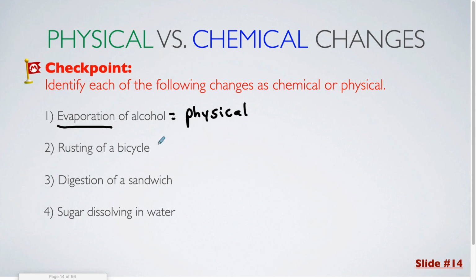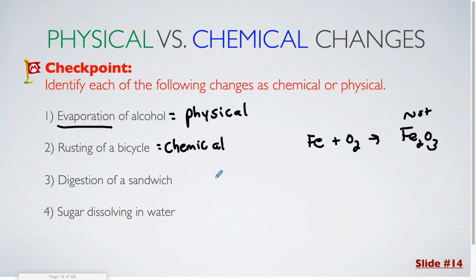Now, rusting of a bicycle. This one I mentioned before. We have iron, which is Fe. You're adding oxygen, and you end up with Fe2O3, which is rust. So it's actually changing on a molecular level. You have a new color, a new texture. So this is going to be an example of a chemical change. Digestion of a sandwich. We also mentioned digestion on the previous slide. That sandwich is being broken down into smaller compounds, which could then be used by your body as energy. So that sandwich is no longer a sandwich in the end, so that is definitely going to be a chemical reaction.